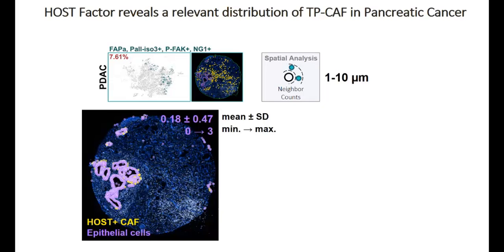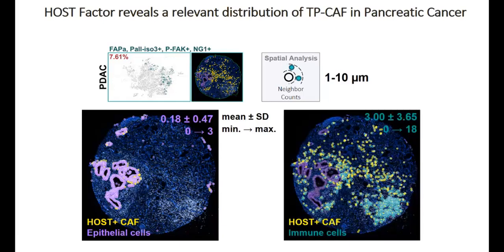So I was expecting to see this terrible quadruple positive fibroblast supporting the tumor, surrounding the tumor. And to my surprise, you can see here in yellow, few cells are surrounding the epithelial cells in this particular case. This is the mean of cells that are practically in the periphery of 10 microns from epithelial cells. So it's a very small number.